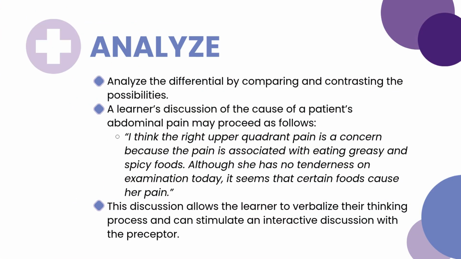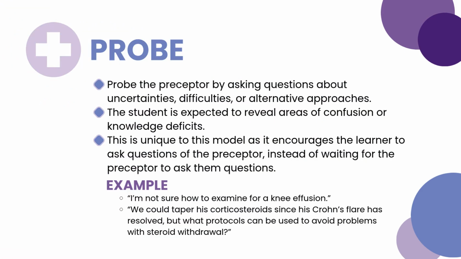The student will then analyze the differential by comparing and contrasting the possibilities. This allows the student to verbalize their thinking process and simulate an active discussion with the preceptor. Next, the student will probe the preceptor about uncertainties, difficulties, or alternative approaches. This will allow the student to clarify any confusion or knowledge deficits they may have. Questioning the preceptor gives the student an active role in their learning.